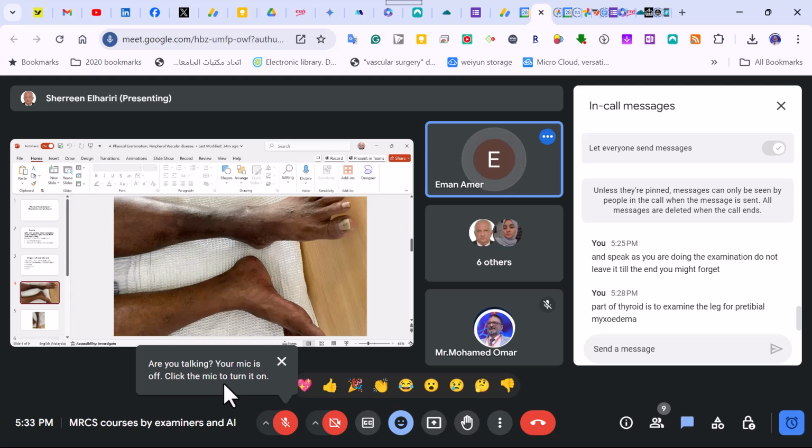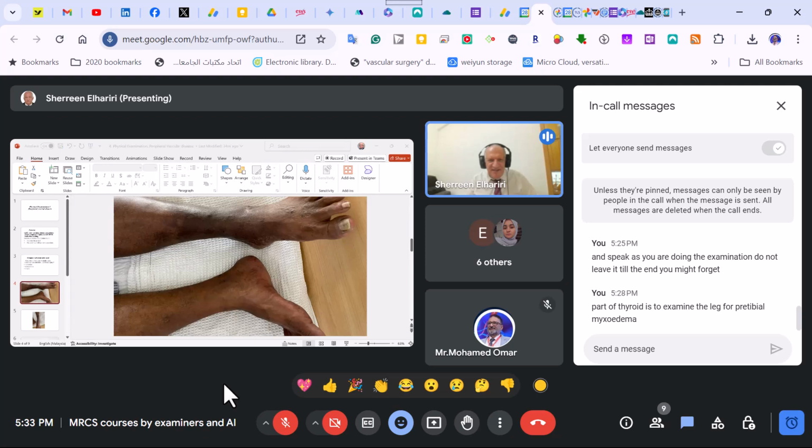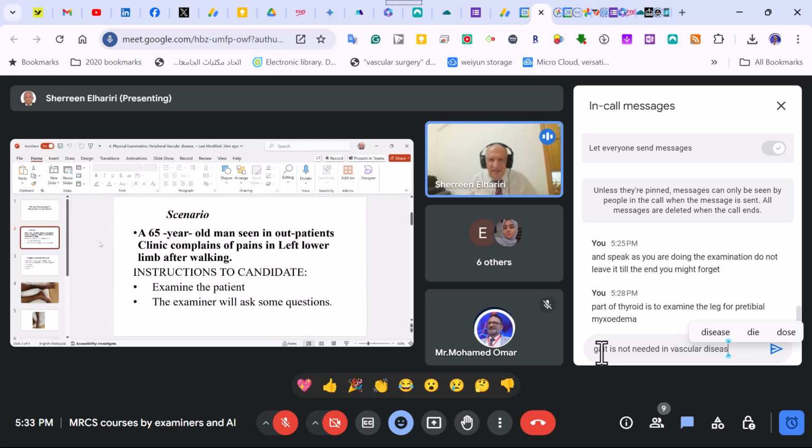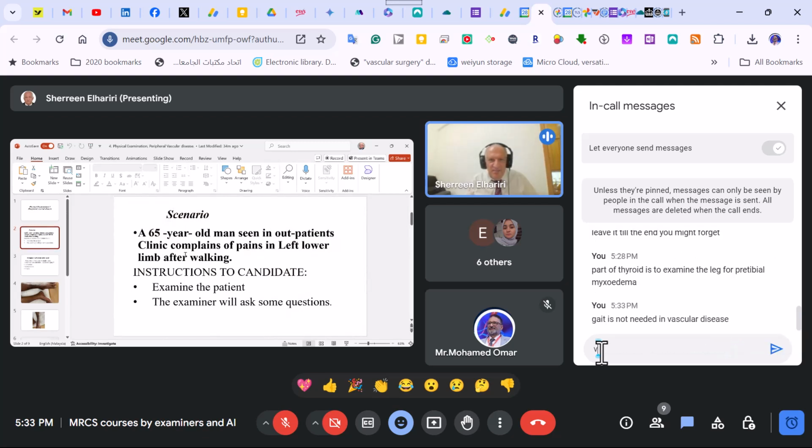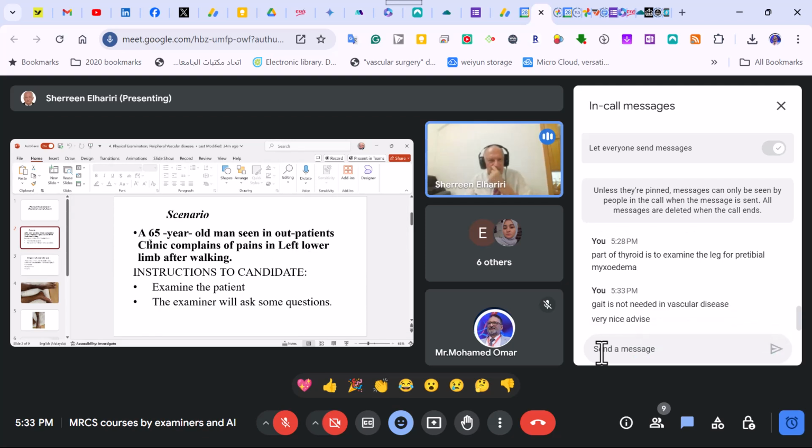Firstly, I will look at the gait of the patient. No, actually, Doctor, gait is not necessary in vascular disease. Because if I say examine the lower limb, we don't know if it is orthopedic or vascular. But usually, if I write here, clinic, complete left lower limb, pain in the left lower limb after walking, or sometimes they call it a vascular clinic, just to avoid misunderstanding by students. So you don't need to do the gait. What else do you need to do?